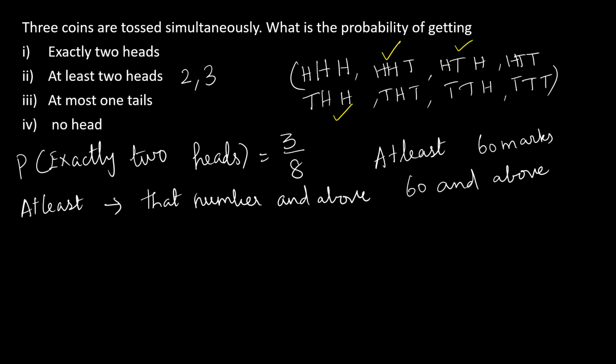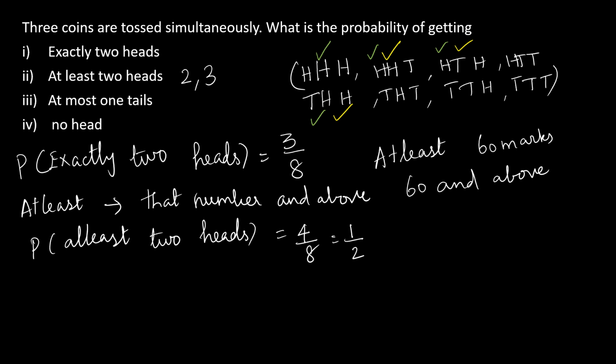Now we'll find out how many outcomes have two or three heads. Here we use green. Two heads will come here, this one, this one, and three heads here. So how many are there? One, two, three, four. So 4 by 8, you cancel and write 1 by 2. Now we'll go to at most.